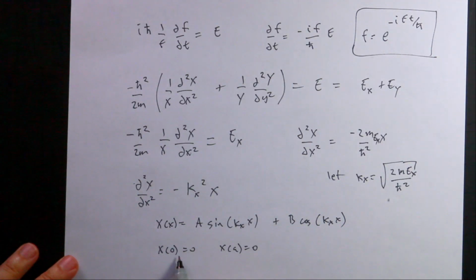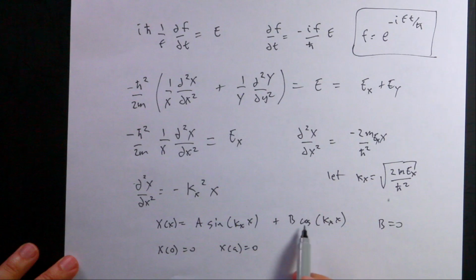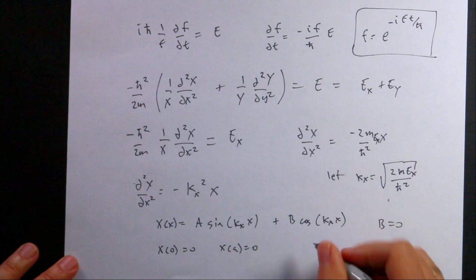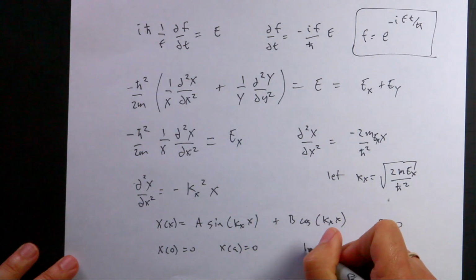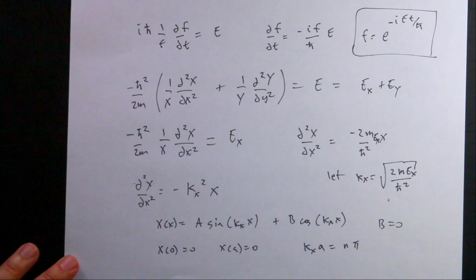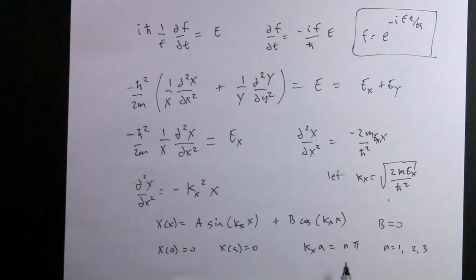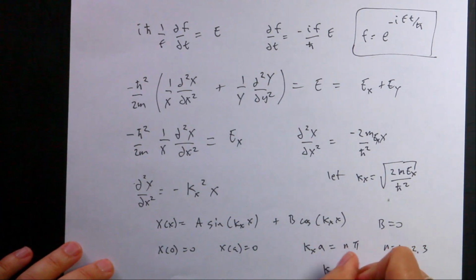So this is easy. If I put in x equals 0, then this says that b has to be equal to 0. That's the only way, because the sine term will already give me a 0, but the only way for the cosine term to be 0 is for b to be 0. But for x equals a, I know that kx a equals n pi. That has to be true, where n is equal to 1, 2, 3. So that puts a limit on the values of kx. So kx is equal to n pi over a.